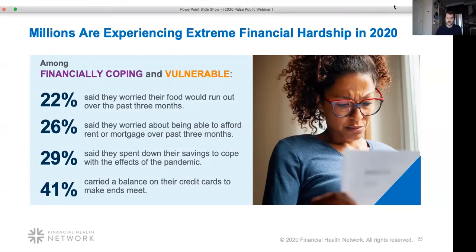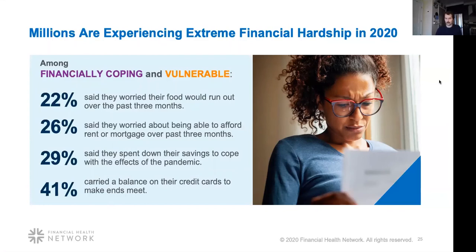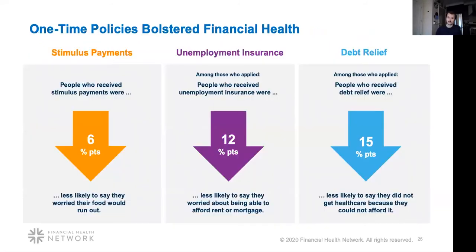About 29% said that they spent down their savings to cope with the effects of the pandemic, and 41% had carried a balance on their credit cards to make ends meet. So these reductions in financial health and the overall relationship between financial health and other areas of people's financial lives demonstrates the hardship that those who are struggling with financial health are experiencing during the COVID-19 pandemic in particular. But looking at some other survey data, we do see that these one-time policies appear to be impactful in protecting people from further hardship and further declines in financial health.